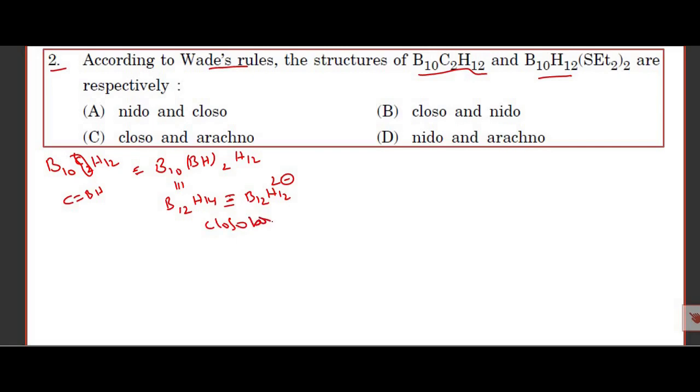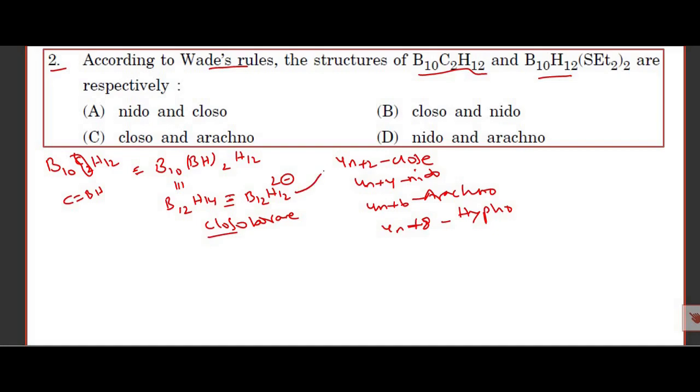It's a closo-borane, which shows 4n plus 2 is a closo-borane, 4n plus 4 is a nido-borane, according to Mingos-Wade's rule. 4n plus 6 is an arachno-borane, 4n plus 8 is a hypho-borane, where n is the number of boron atoms. Here it's a closo-borane, 4n plus 2.